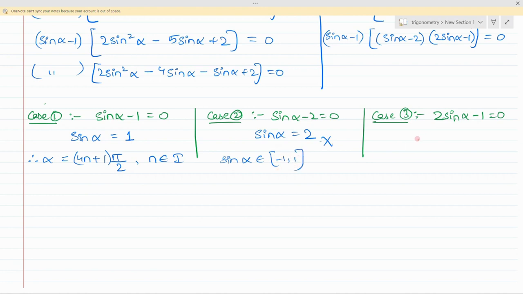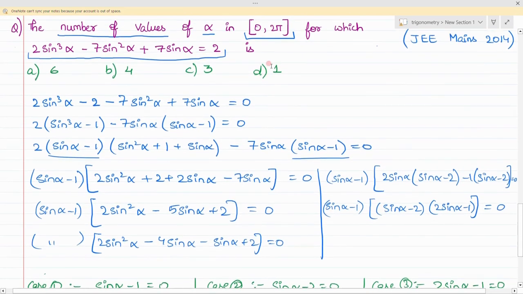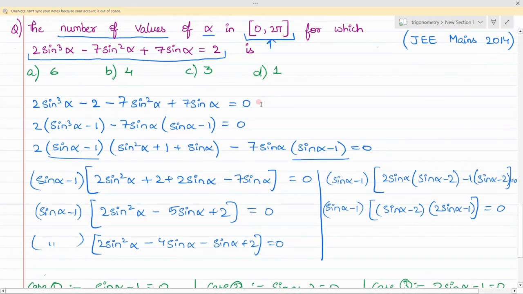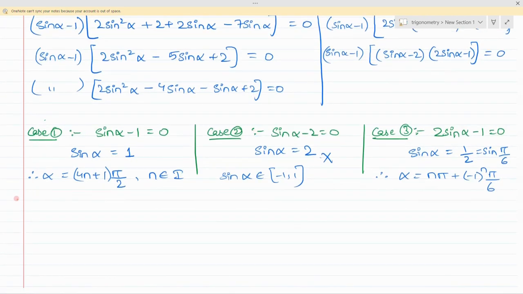Here sine alpha is half, which is nothing but sine pi by 6. So it's in the form of sine theta equal to sine alpha. So the general solution will be alpha equal to n pi plus minus 1 whole power n into alpha, here alpha is pi by 6 and n belongs to all the integers. So here in the question, the range is given as 0 comma 2 pi. So we need to find the values of alpha in that given range. So it is 0 comma 2 pi, right?